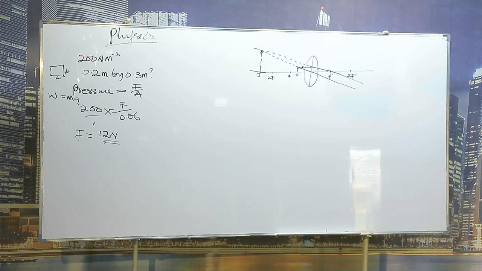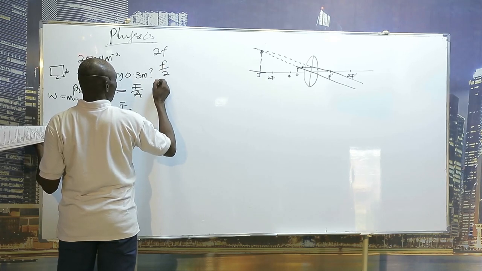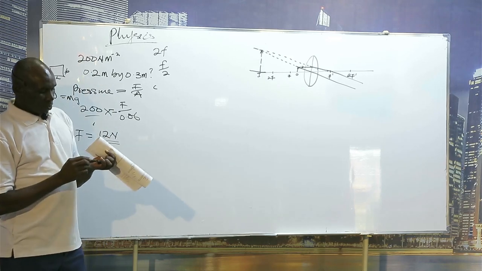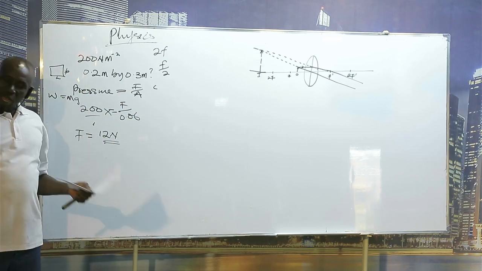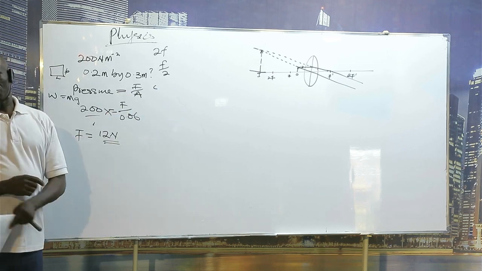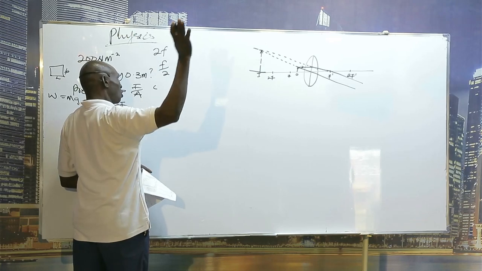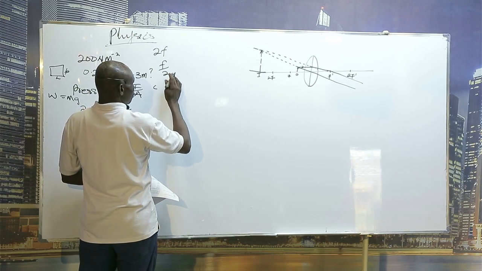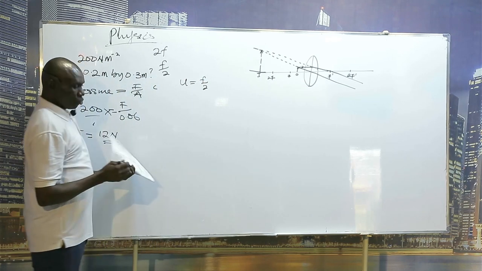If you go back to one of the 90s, JAMB asked this same question and gave answers. Their answers include A, 2F; B, F over 2; C, just like that. Now, the answer you gave me, which of these is it equal to? F over 2. That's exactly why in most of the questions in JAMB, you discover that the position of the object U is F over 2.